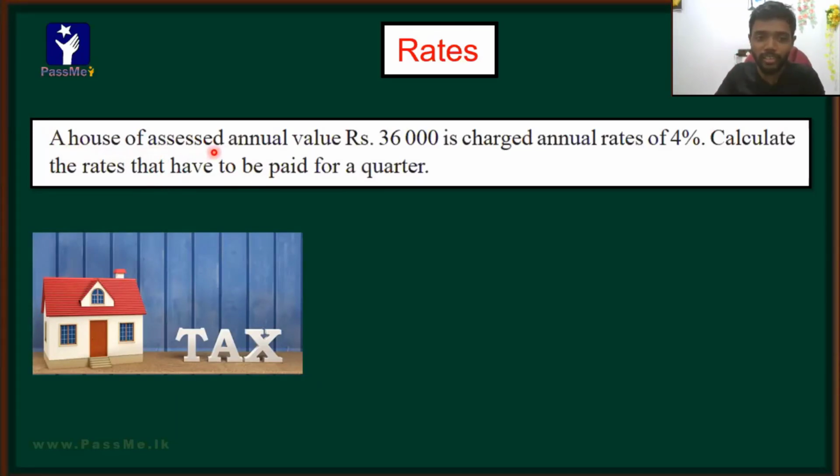A house of assessed annual value 36,000 is charged an annual rate of 4%. Calculate the rate that has to be paid for a quarter.